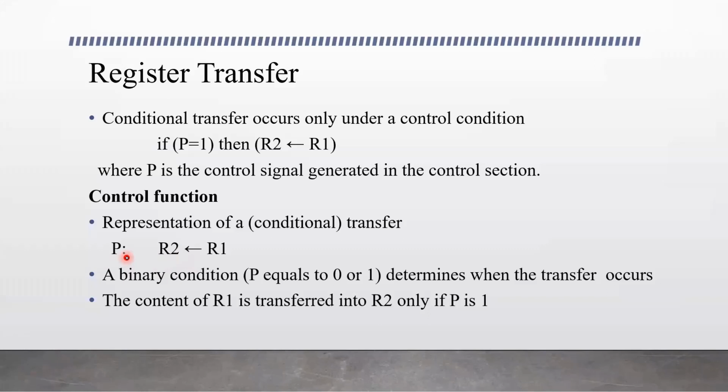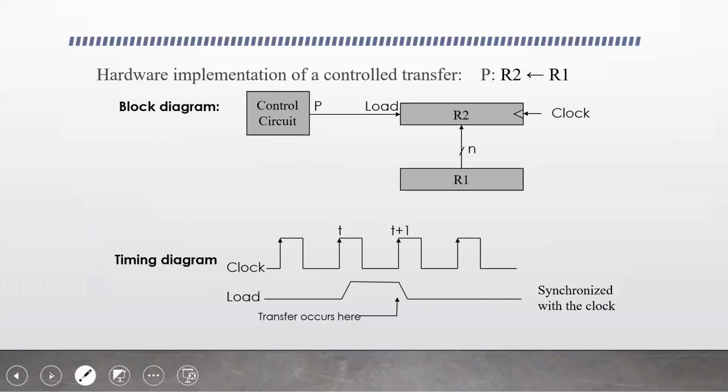Here it is a binary condition, right? A binary condition is a condition that can have two states, 0 or 1. That determines when the transfer happens. When the value of it is 1, the transfer will be done. We'll see how this is implemented.